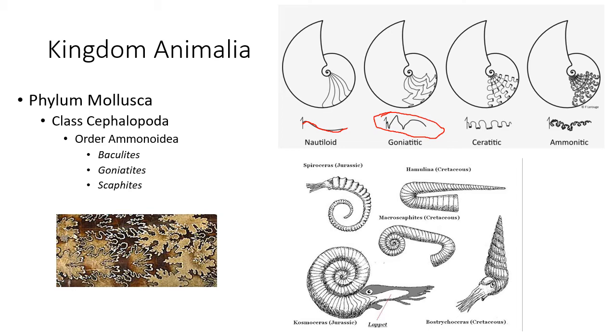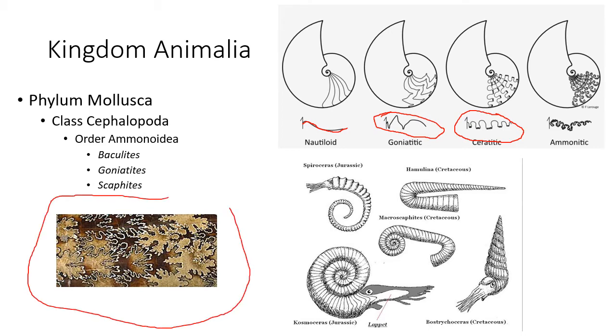And then in the Jurassic into the Triassic, we start seeing more of these ceratitic sutures, which have loops and then some little wrinkles and loops and little wrinkles. And then we get to the ammonitic ammonite sutures. And that's what you see actually in this photo here. It looks like a fractal pattern. That's how these shells are interlocking with each other.